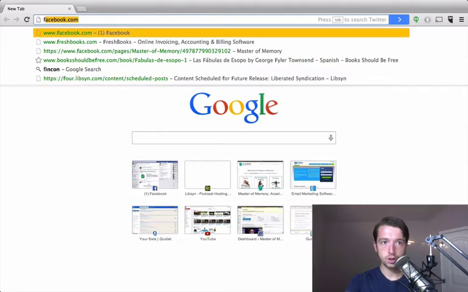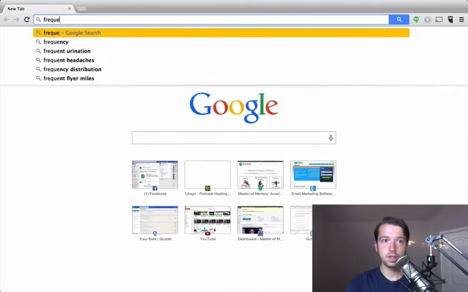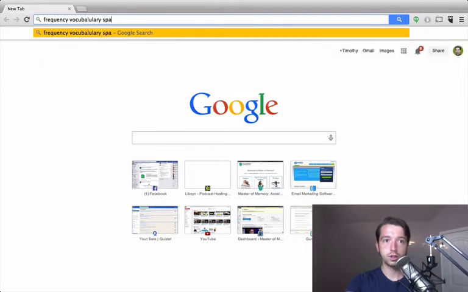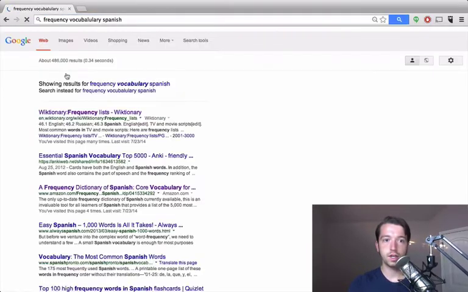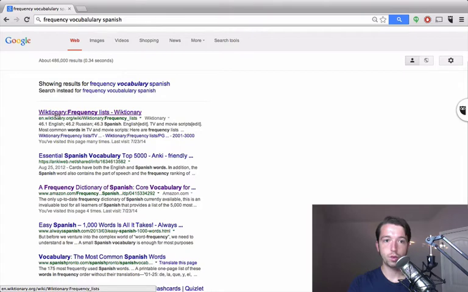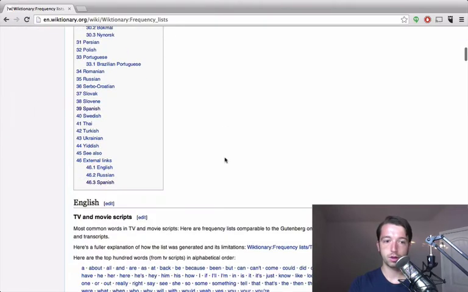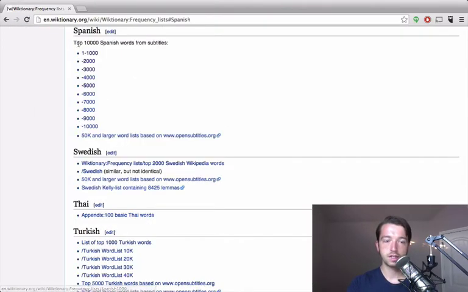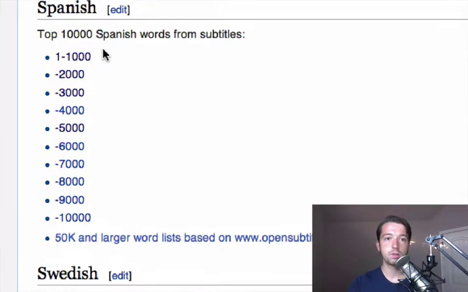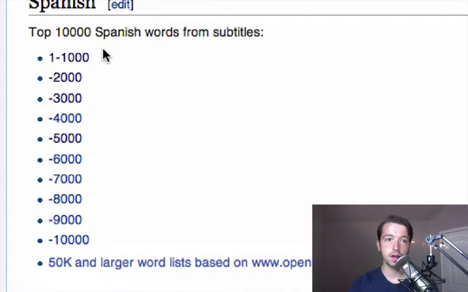So, if you just go to Google and type frequency vocabulary Spanish, the first result you get is this Wiktionary list, and I'll show you how that works. This is a list of a bunch of languages. Number 39 is Spanish, and if you go there, you'll see that it says top 10,000 Spanish words from subtitles.